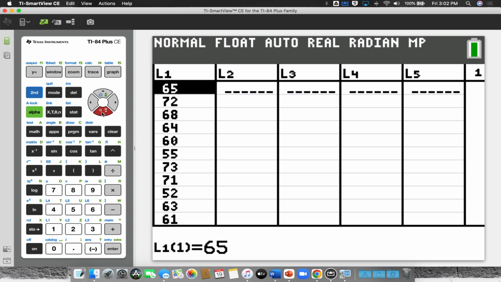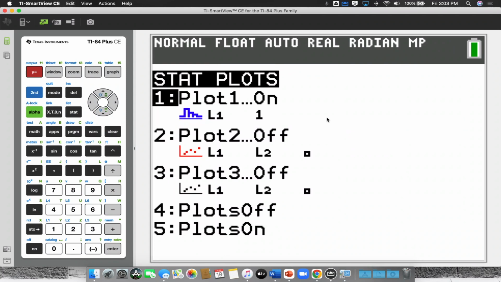So if we want to graph now, where do we go? If we want to see a graph, where do we go first? After we put in the numbers, we go, not there yet. We've got to go somewhere before that. Second, y equals. Second y equals, stat plot.